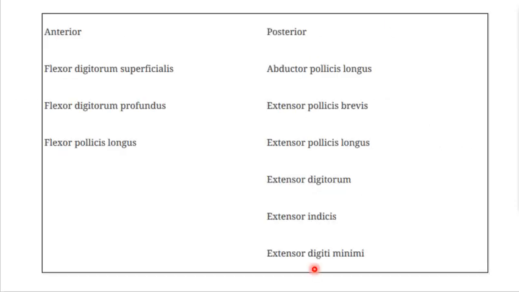So pretty straightforward. For your extrinsic finger muscles, you have on the anterior side Flexor Digitorum Superficialis, Flexor Digitorum Profundus, and Flexor Pollicis Longus. These muscles cross the wrist, so not only do they influence the fingers, but they also influence the wrist. And same thing here with the posterior aspect. These are finger muscles, but they cross the wrist, so they also have an effect on wrist function as well.